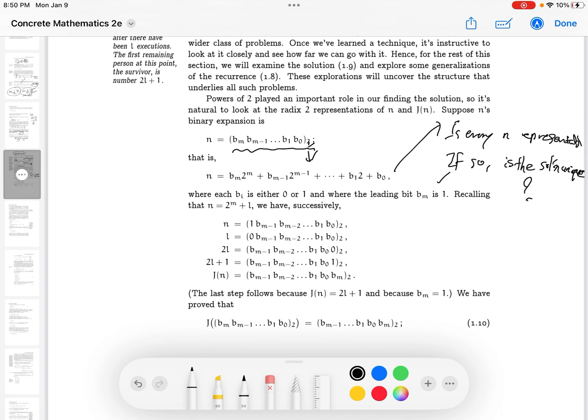So when n is the radix 2 representation where bm should be 1, and l is the remainder with all the coefficients for 2 to the power of m minus 1 down to 0, so bm should be 0 there. And 2l is basically applying a multiplication by 2 to everything, so b0 is now the coefficient for 2, and the coefficient for 2 to the power of 0 is going to be 0. And if you add 1, you get 2l plus 1.